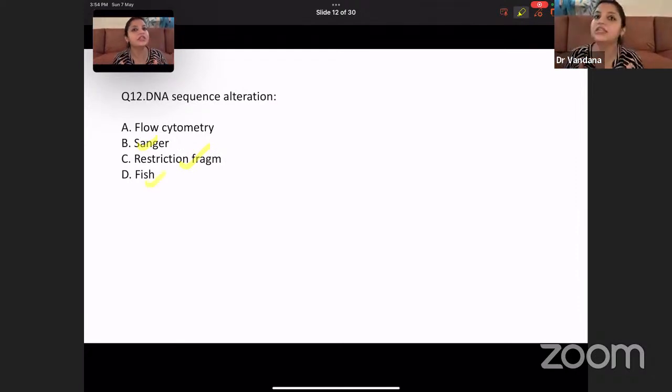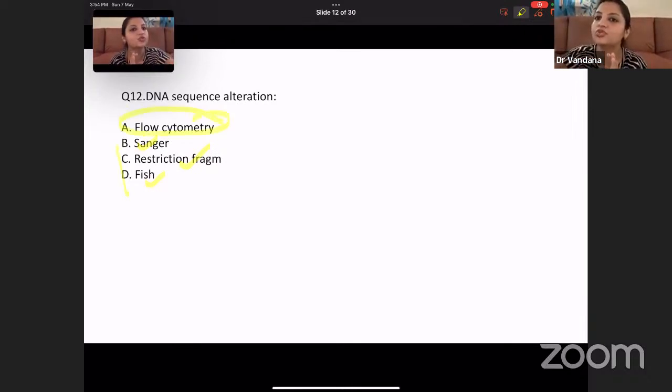FISH, definitely, is meant to see the genes, whether there is a deletion, whether there is a fusion. You use fusion probes and break-apart probes to study if any translocation is there, or any deletion, or amplification. So any DNA alterations can be seen by any of these three.